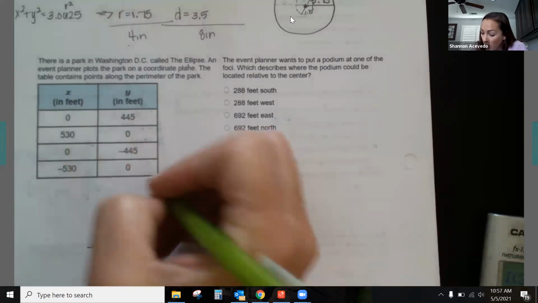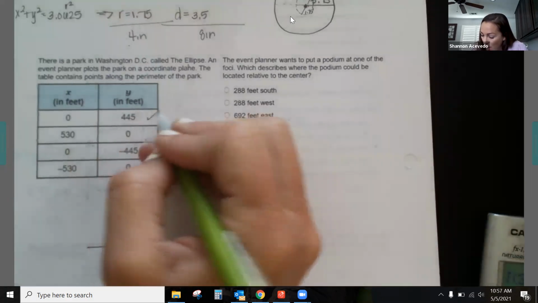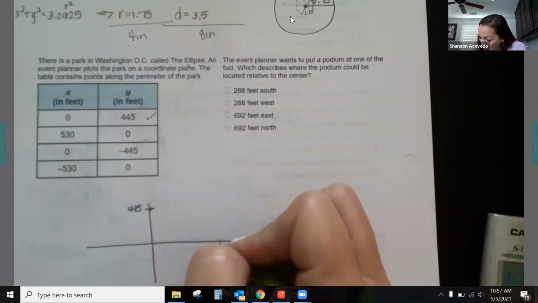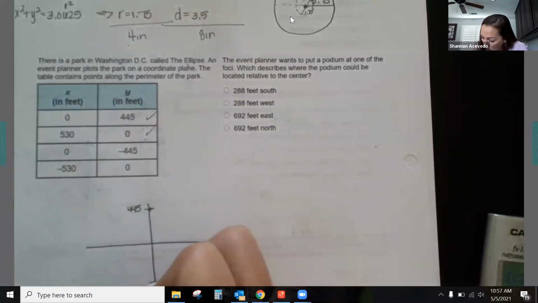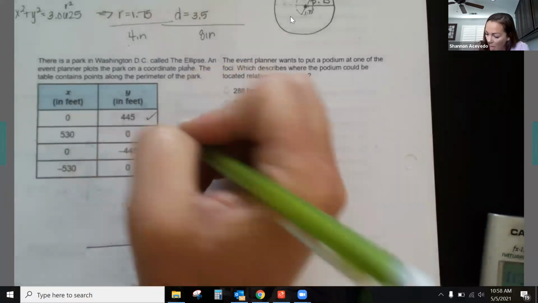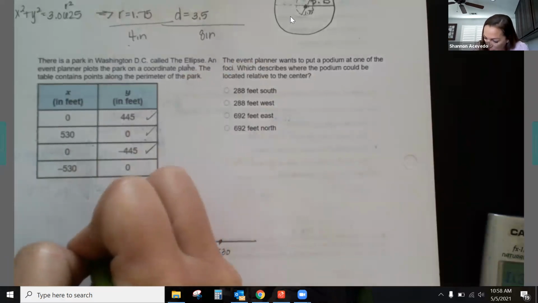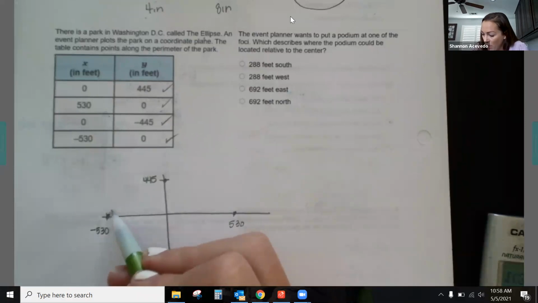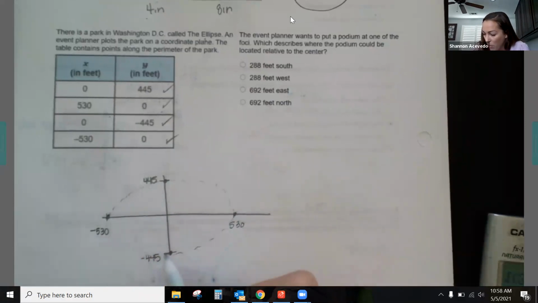I'm at (0, 445). I'm at (530, 0). I'm at (0, negative 445). And I'm at (negative 530, 0). Obviously, it's not perfect, but you guys get the idea. So here's my park, the perimeter of the park.